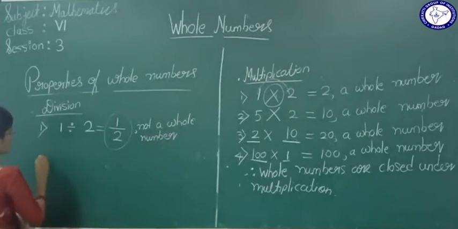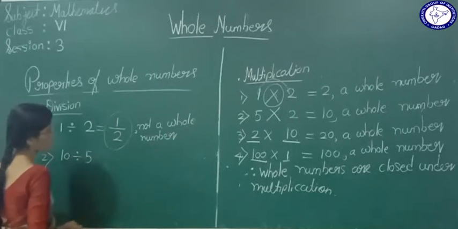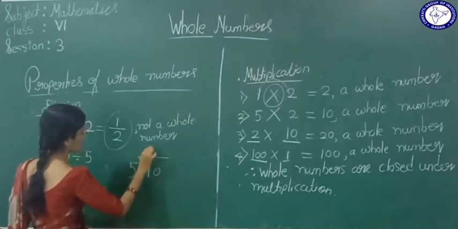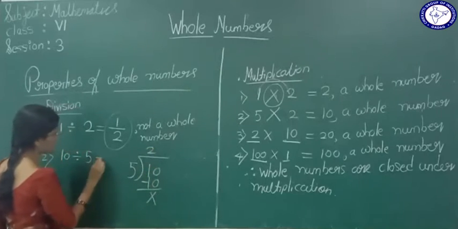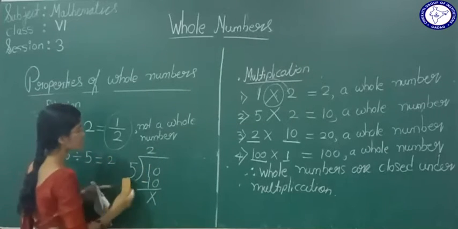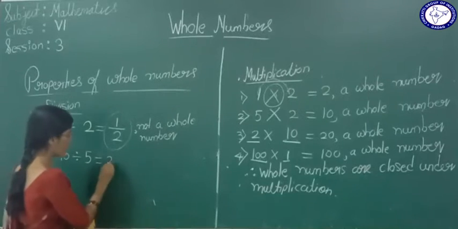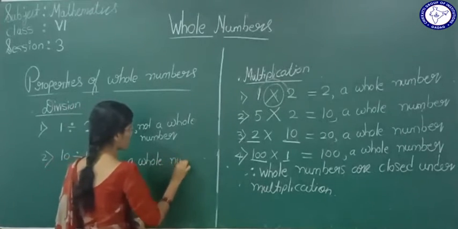We will see the second example. 10 divided by 5. What is 10 divided by 5, students? 5 twos are 10. Yes or no? The answer is 2. Is 2 a whole number? Yes, it is a whole number.